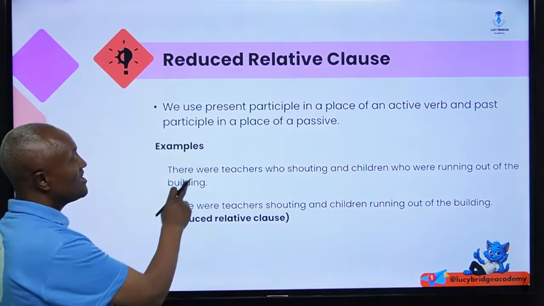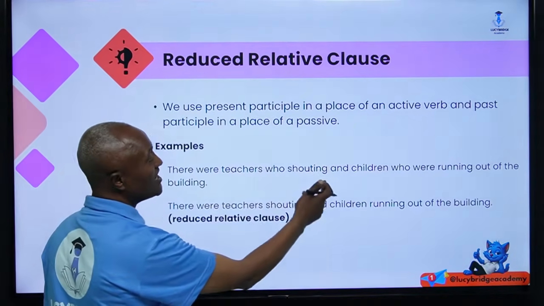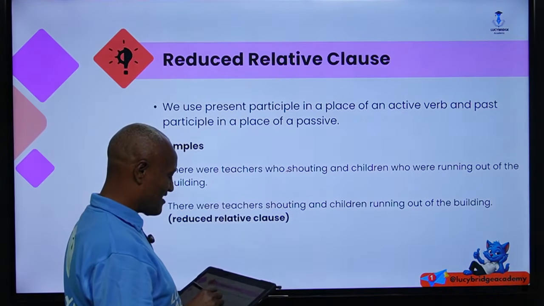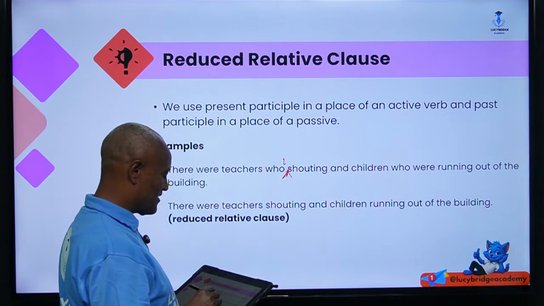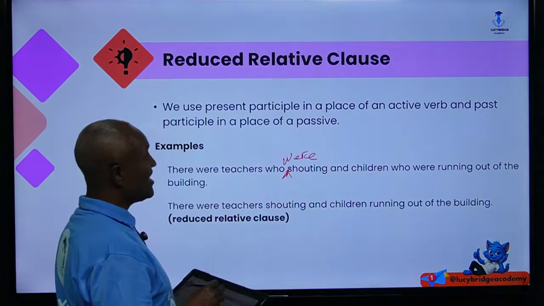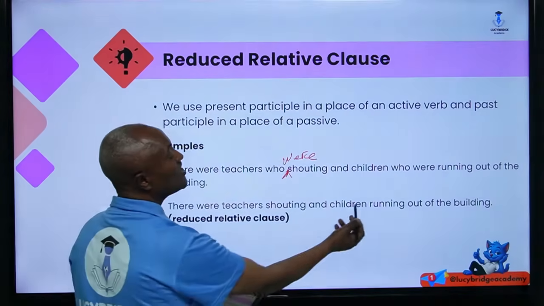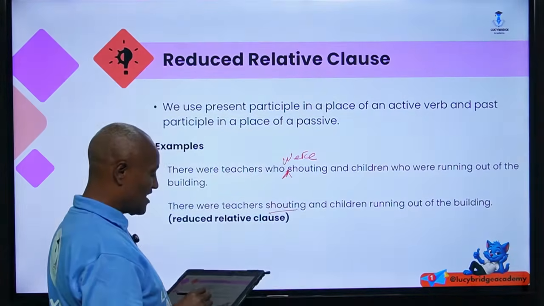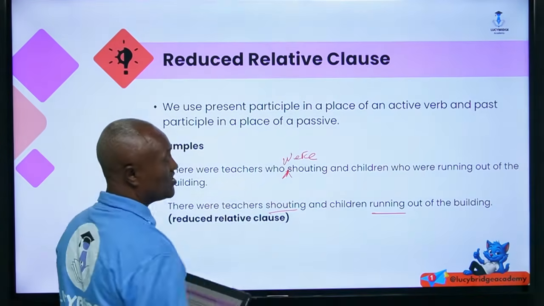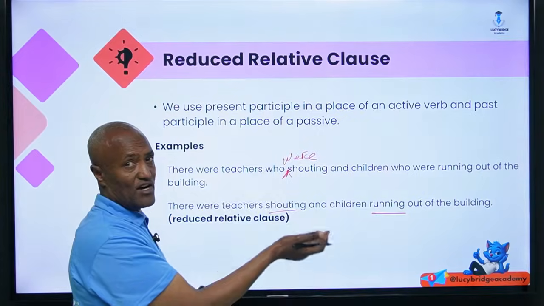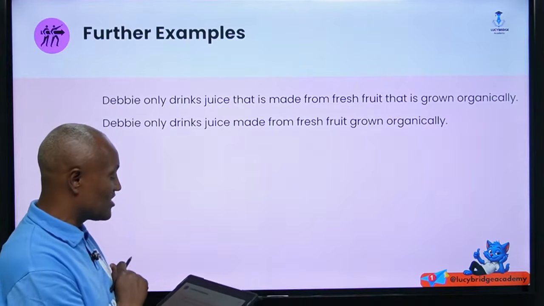For instance, here: there were teachers who were shouting and children who were running. Here, who were can be omitted. And when we omit it, it becomes: there were teachers shouting and children running. Have you seen? Shouting and running, because this one is active, and it is -ing. We call this a reduced relative clause.